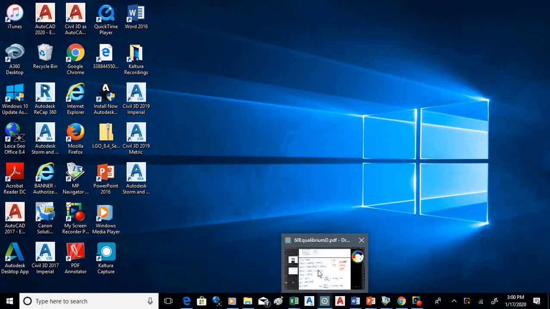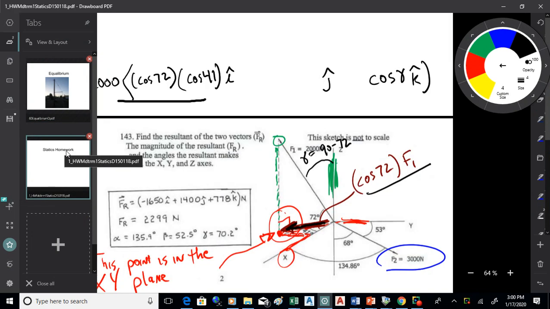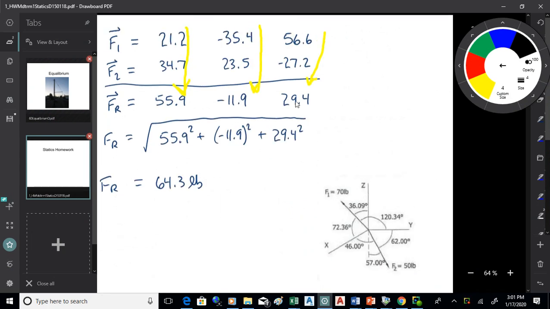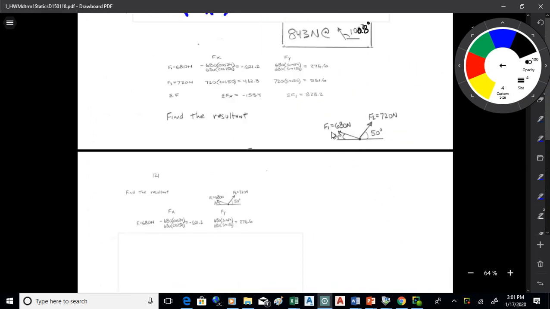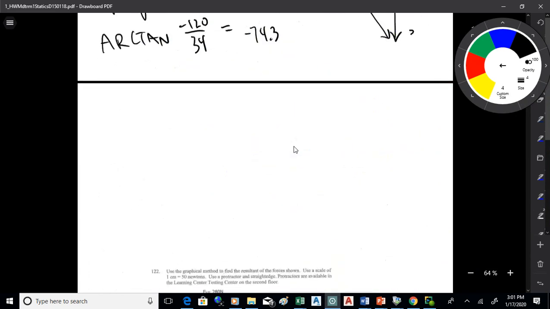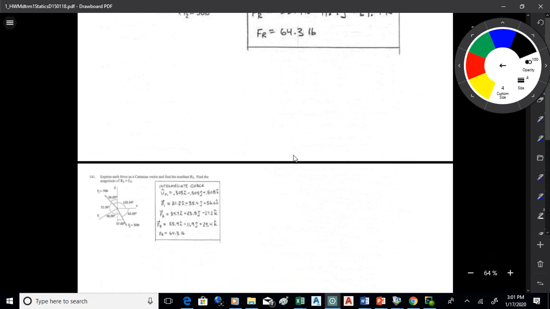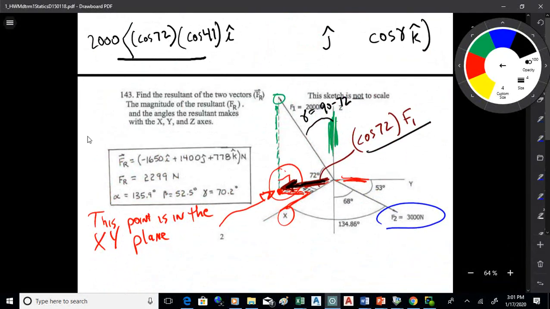All right, let's have a look here. Are there any questions on that homework that's coming due? That'll be due on Wednesday, right? So it starts on 143, I think it is. That's that double projection problem, this one here.